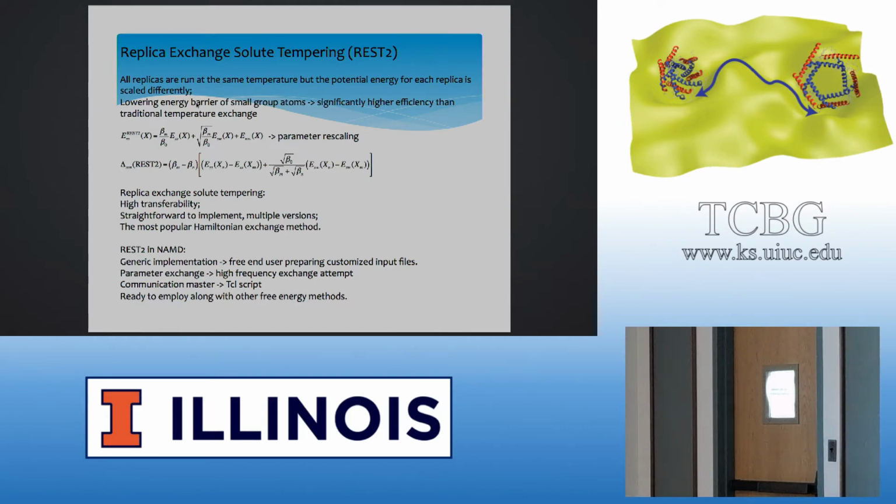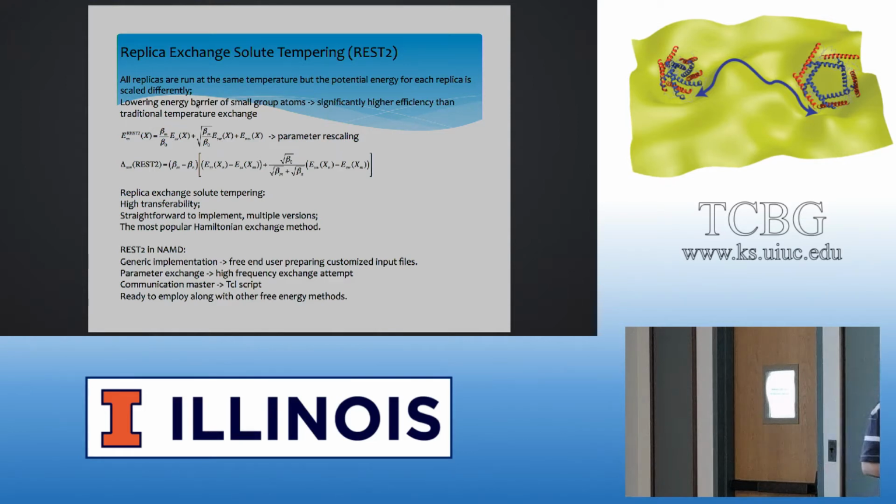Because REST2 directly scales the force field parameters, you don't need to construct any specific functional form of flattening potential. So it has very high transferability. In principle, it works for any kind of force field. You don't need to run any predetermined simulation. And currently, it is the most popular Hamiltonian replica exchange method.